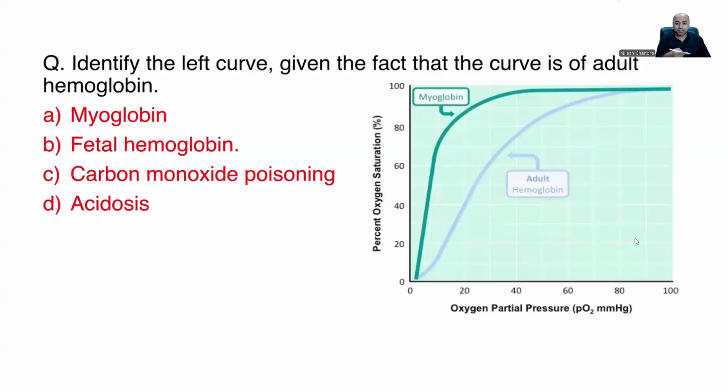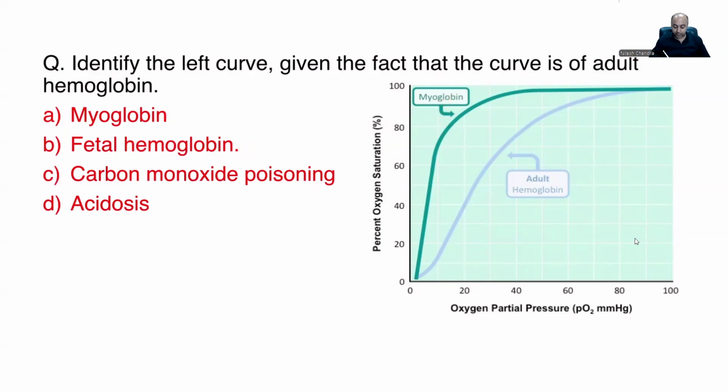Now, this question has been asked in different forms quite frequently. Identify the left curve. Left curve means this. Given that the curve given is the adult hemoglobin, you have to identify this. Although I've written in the image already, that is myoglobin. Your options would have been myoglobin, fetal hemoglobin, carbon monoxide poisoning, and acidosis.